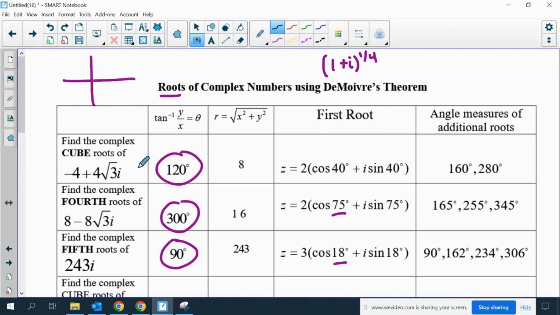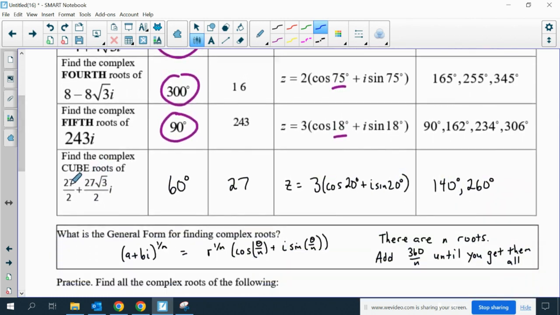And so, for example, on this first one, if I have a radius of 2 and an angle of 40, I'm going to have 2 more equally spaced. So this would be an angle of about 160. This would be an angle of about 280. And they're all radius 2. So what ends up happening is you have something that kind of looks like an equilateral triangle for a cube root. For a 4th root, it's going to look like a square. For a 5th root, it's going to look like a regular pentagon if you plotted all those points. So we have all these other angles that show up that are equally spaced. So the angles are equally spaced by doing 360 divided by the number of the root.